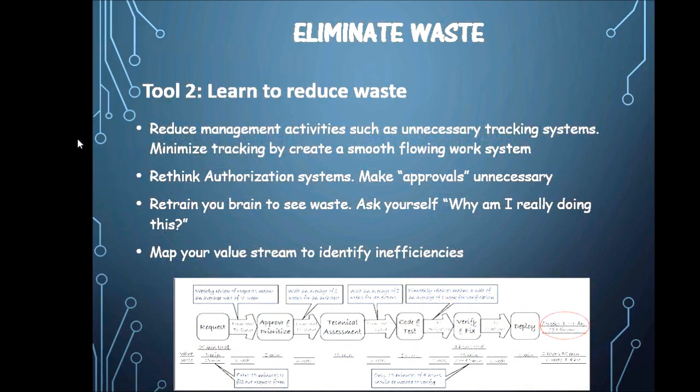The second tool is learn to reduce waste. Reduce management activities such as unnecessary tracking systems. Minimize tracking by creating a smooth flowing work system. Rating authorization system. Make approvals unnecessary. The third one is retrain your brain to see waste. Ask yourself, why am I really doing this? Map your value stream to identify inefficiency. The example of a map is down there.